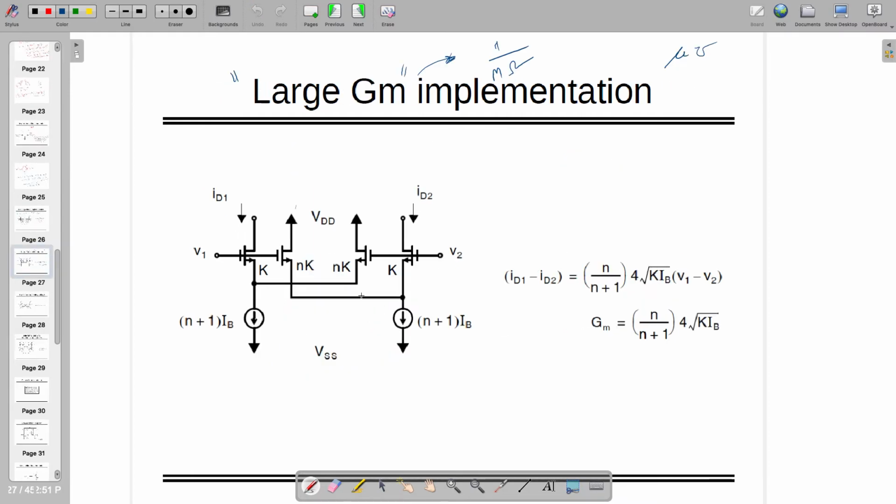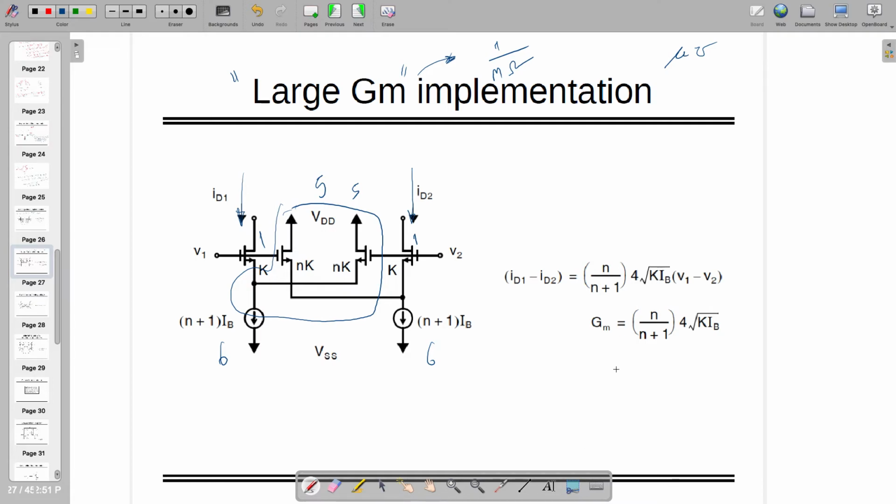So rather than doing that, let's implement that with a cross coupled or extra transistors where both are NMOS. Look at the configuration. Both the input transistors are of K and the other transistors are of NK. So if these are 1, 1 and if I am choosing N of something like 5, this will be 5, this will be 5, this will be 6 times IB, where IB is nothing but the current flowing through this branch, the bias current.